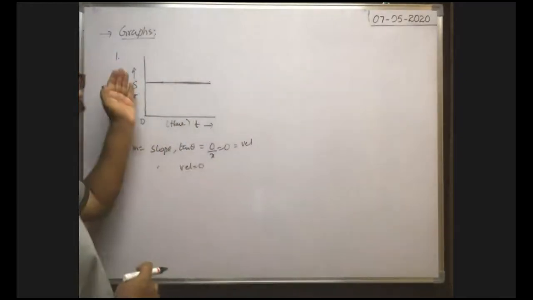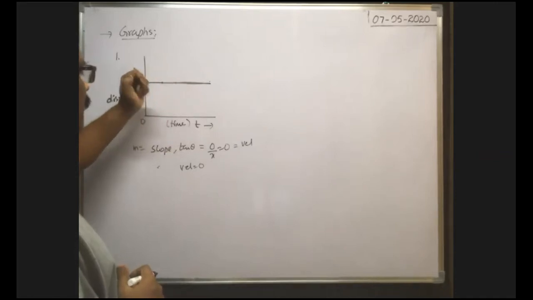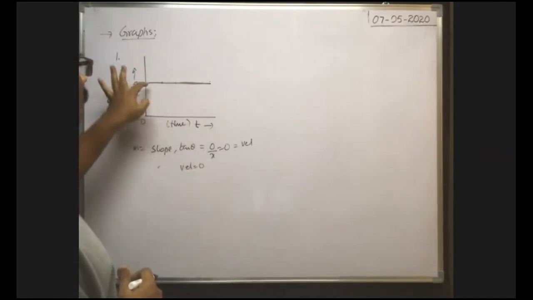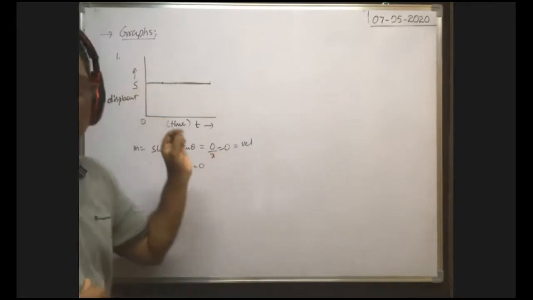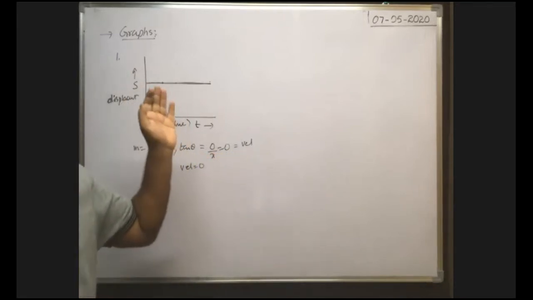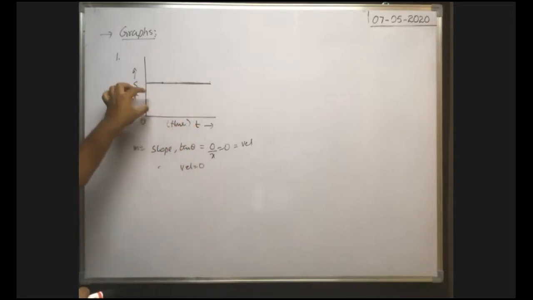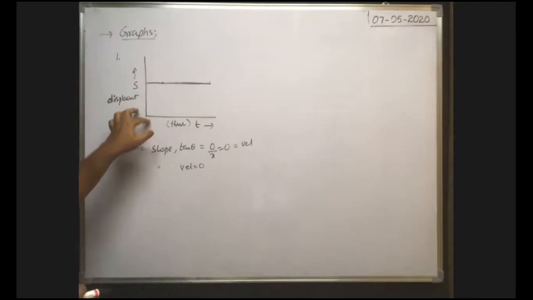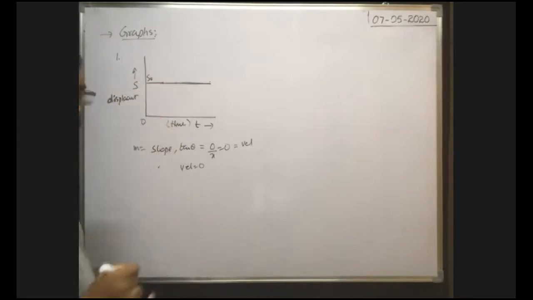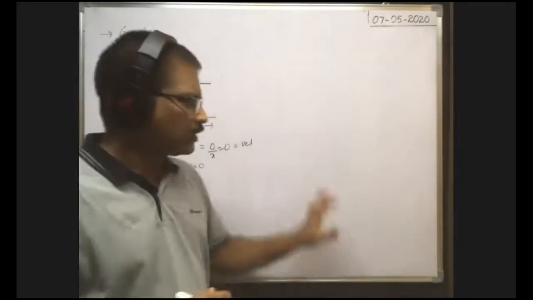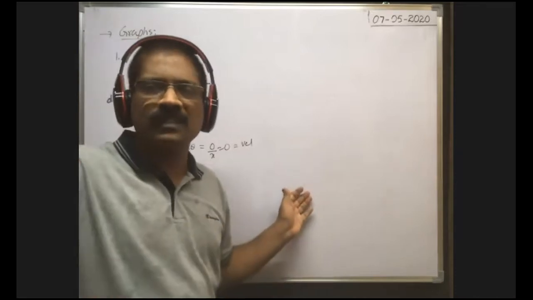So whenever the displacement-time graph is a straight line parallel to the horizontal axis, that indicates that even as time elapses, the position of the body does not change with respect to the reference body. Whenever the position of the body does not change, there is an initial displacement, because at t equal to 0 it is having some displacement s naught. Suppose this wall is the reference body, and from the wall one person is at a distance of 10 meter.